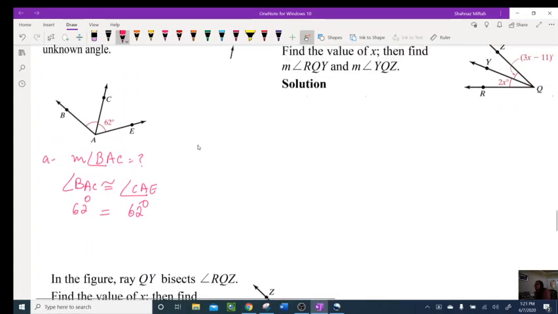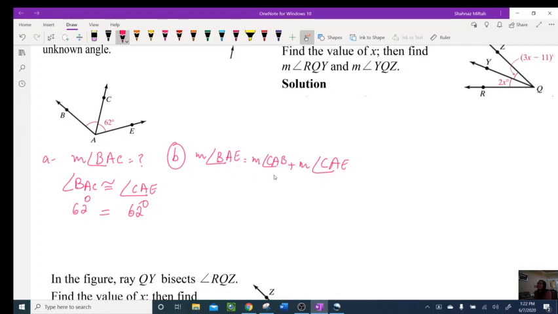Okay, let's do part B. Part B is asking to find the measurement of angle BAE. It's an angle. We can use the angle addition postulate. So we're going to use that. See this BAE, a huge angle made up of BAC and CAE. So according to the postulate, this is equal to the measurement of angle CAB plus the measurement of angle CAE.